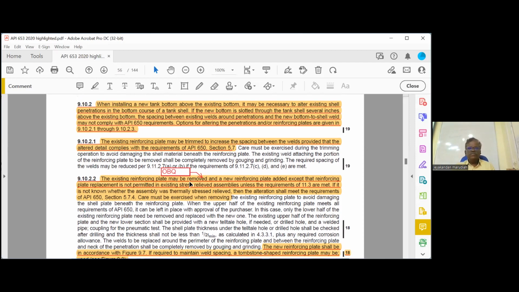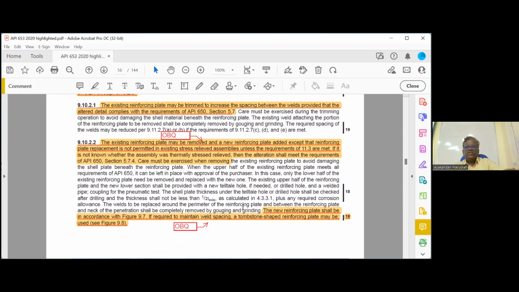The existing rim may be removed and a new reinforcement added, except the reinforcing plate is not permitted in the stress relieved assembly. We can cut and put a small reinforcement plate, but when it is PWHT already, it is not allowed to cut and replace. Then last line, the new replacement shall be in accordance with 9.7, maintaining weld spacing. A tombstone shaped reinforcement may be reused.